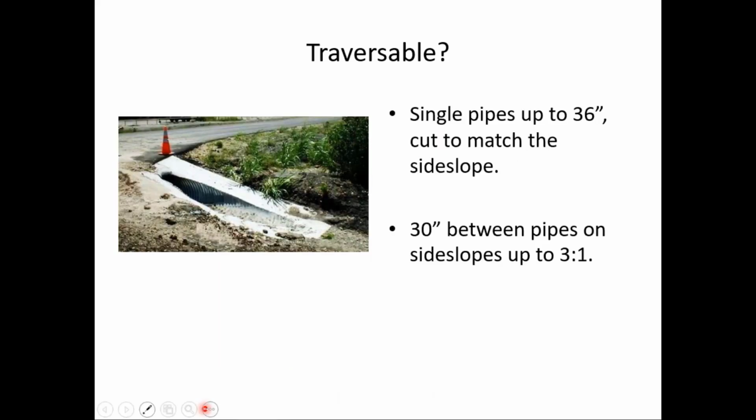Is this traversable? It may look questionable, but actually this is traversable. For single pipes up to 36 inches that are cut to match the side slope, the tires of the vehicle will actually go over that. You may not believe it, but it will be a rough ride, especially the back end will bounce quite a bit, but that is a traversable culvert opening there.